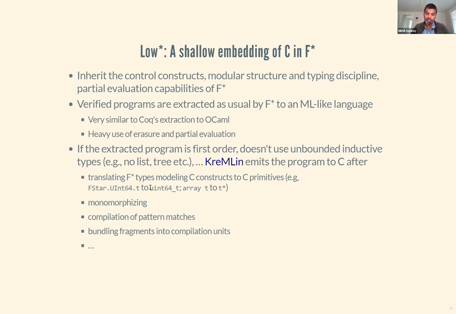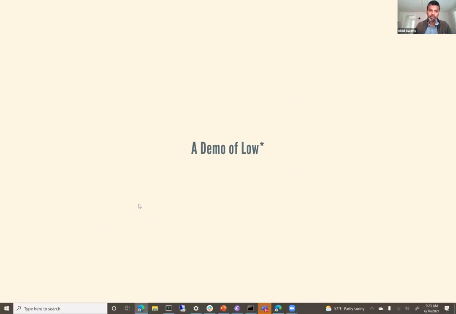In the process of doing this, Kremlin is also going to do things like monomorphize your program and compile pattern matches into cascades of ifs. It's also going to bundle fragments of your program into compilation units, so that you can control the granularity of the C compilation units that you want to package your program as. So that's the Kremlin pipeline in a nutshell, going from LoStar to C. I'm going to give you a little demo of this now.